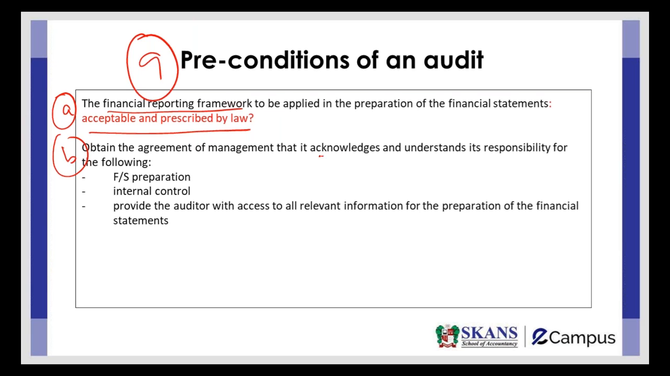The management should acknowledge that it is their responsibility to prepare financial statements. It is their responsibility to have a sound system of internal control. And they need to give me access to all relevant information for the preparation of financial statements. If before accepting an audit, there is any indication that the reporting framework is not okay, or the management believes that you have to prepare financial statements, or the management will restrict your access to information for audit, then the precondition has not been met, and therefore you should just literally not accept the assignment at all.